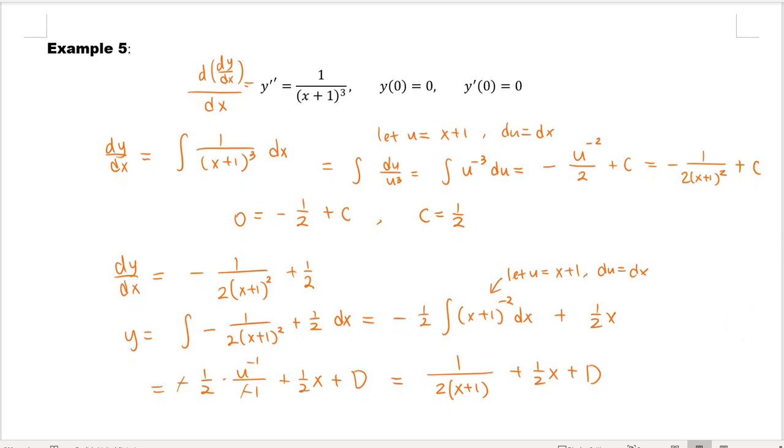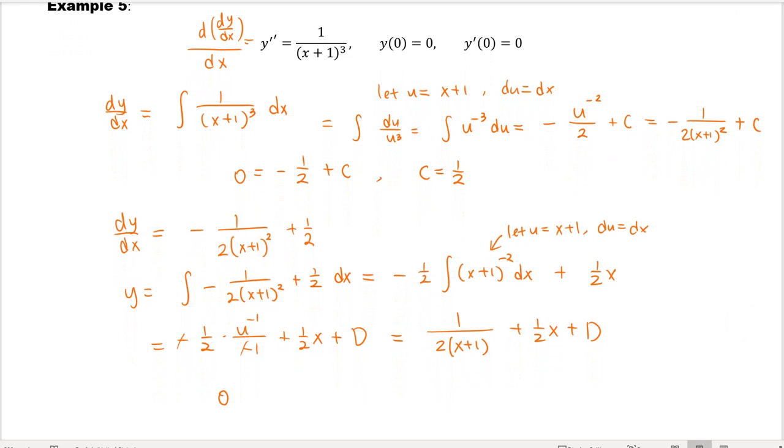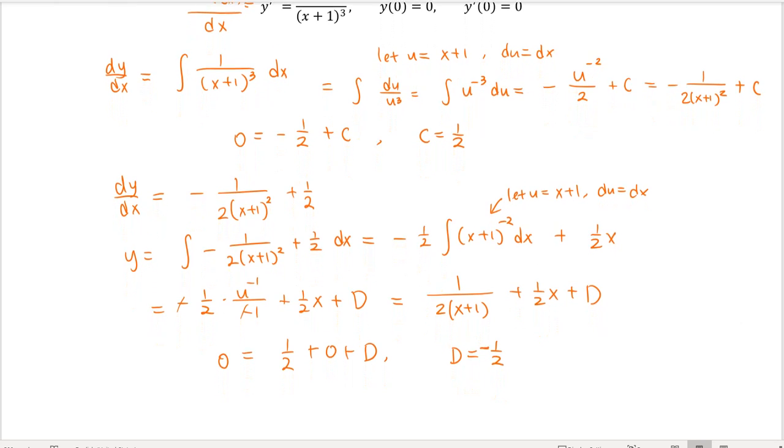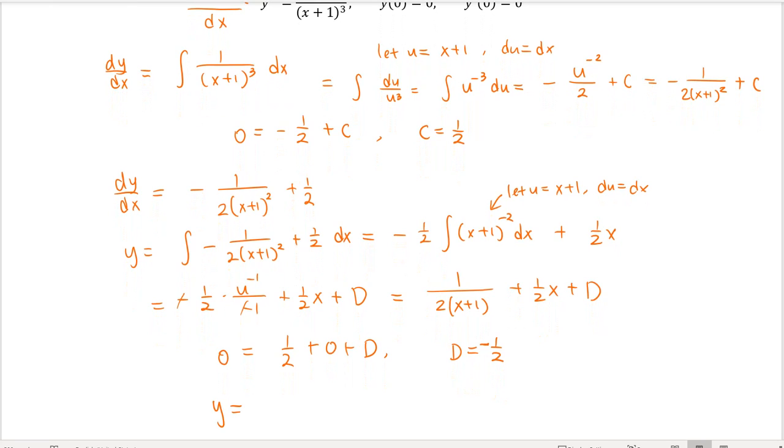Now let's plug in y of 0 equals 0. So 0 equals 1 plus 0 plus d. Oh, d is minus 1, sorry. Okay, now y is finally 1 over x plus 1, plus 1 half x, minus 1. So this is the solution.